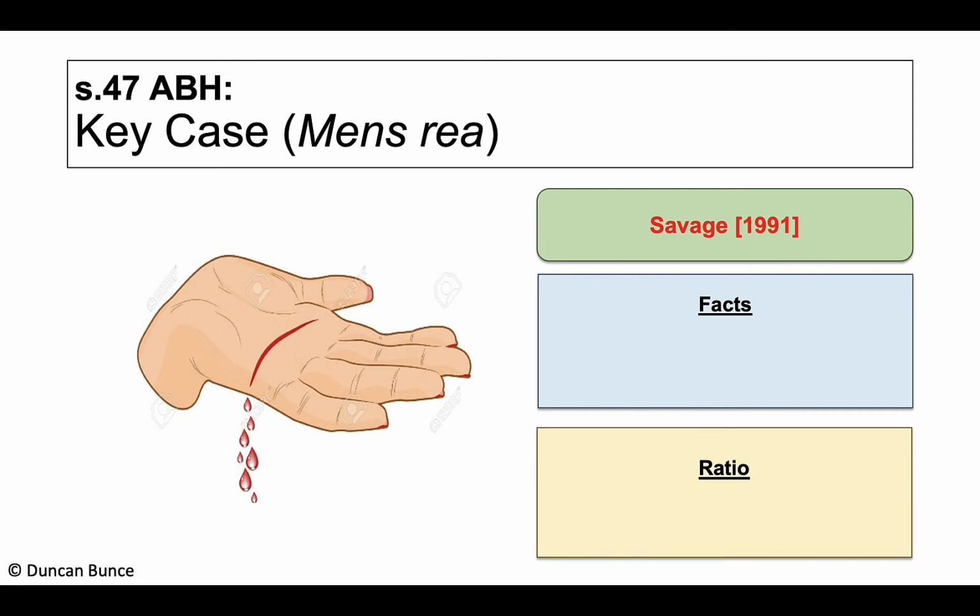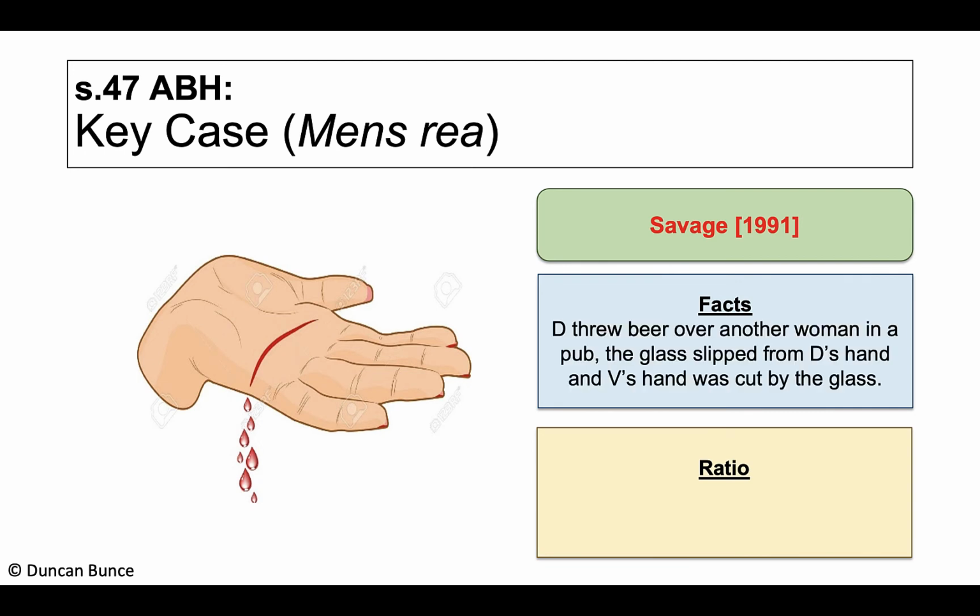Key case this time for the mens rea of section 47. We've got the case of Savage. The defendant threw beer over another woman in a pub. The glass slipped from the defendant's hand, and the victim's hand was cut by that broken glass. The ratio is, as we've said before, section 47 is the same as for assault and or battery, exactly the same.